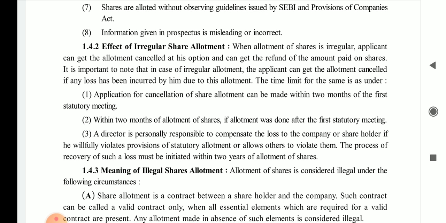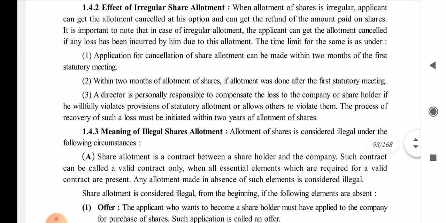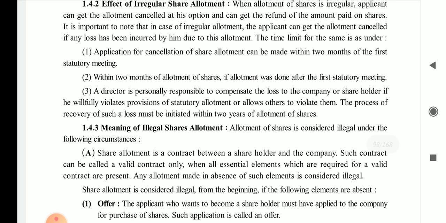That is the first one. Application for cancellation of share allotment can be made within 2 months of the first statutory meeting. See, say for example, today is the first statutory meeting, and within 2 months, the applicant has to apply for the cancellation of the share allotment, if they find that the allotment is irregular.